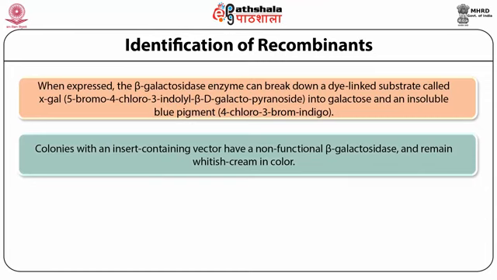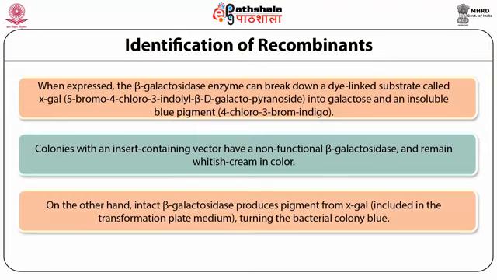On the other hand, intact beta-galactosidase produces a pigment from X-gal included in the plate, turning the bacterial colony blue. When the beta-galactosidase gene is not interrupted by insertion of a gene of interest, which is called an exogenous gene, it remains a fully functional beta-galactosidase, hence is able to cleave X-gal into two products. One of the products is the blue pigment.